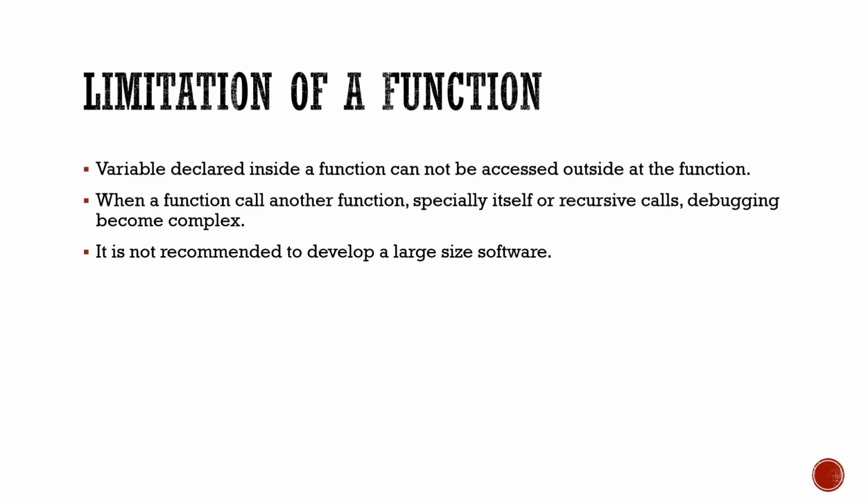When a function calls another function, especially when it is recursive, meaning calling itself, it becomes very complex to debug. If we get a problem, at that moment it is very difficult to correct the program. And when we are making a very large, complex program, at that moment functions are not suitable. At that moment we have another type of programming, that is object oriented, which we will learn in chapter 10.